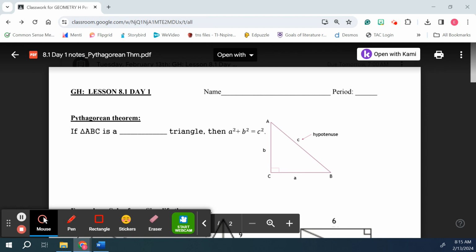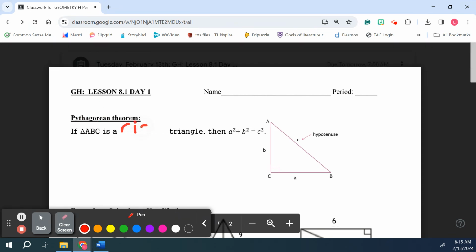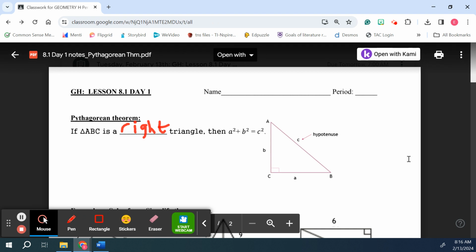All right. So today we start topic 8, okay? Which does a lot of things with different triangles, specifically, right? But not always. Devin, quiet. Thank you. All right. So we have if ABC is a right triangle, then a squared plus b squared equals c squared. Okay, so today is predominantly the Pythagorean theorem and its converse. This converse actually has some pretty useful things attached with it.